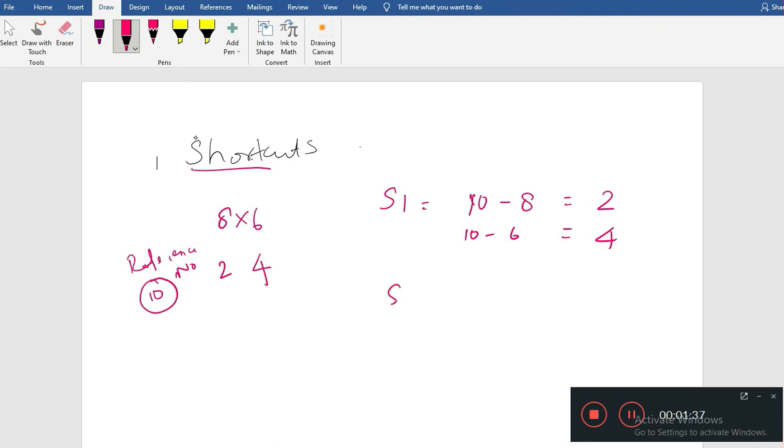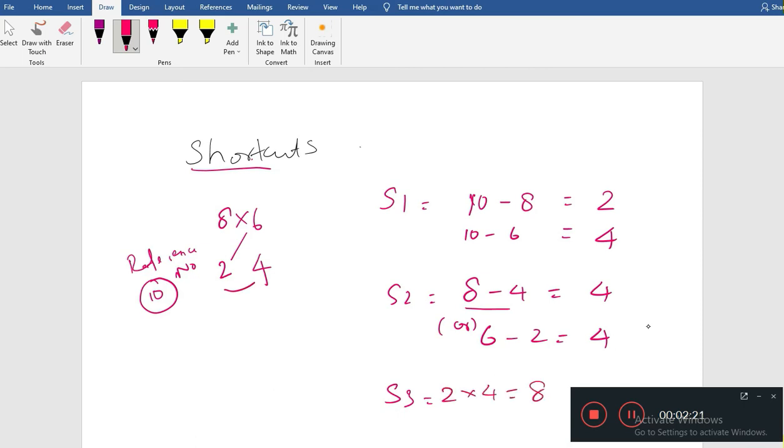Then step 2 is 8 minus 4 is equal to 4, or 6 minus 2 is equal to 4. We can do either one of these; when we subtract the values crosswise, we get the same answer. Then step 3 is 2 into 4, which is equal to 8. So, this common number 8 minus 4 is equal to 4, and 2 into 4 is equal to 8. So, 8 sixes are 48.